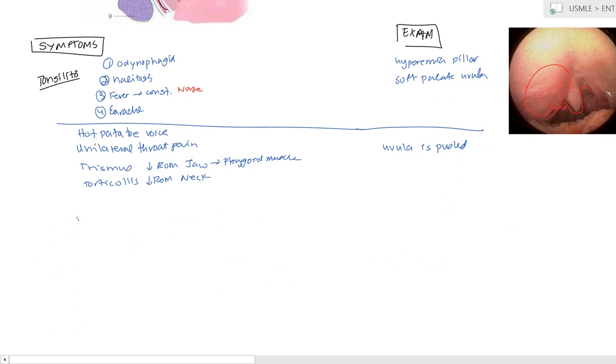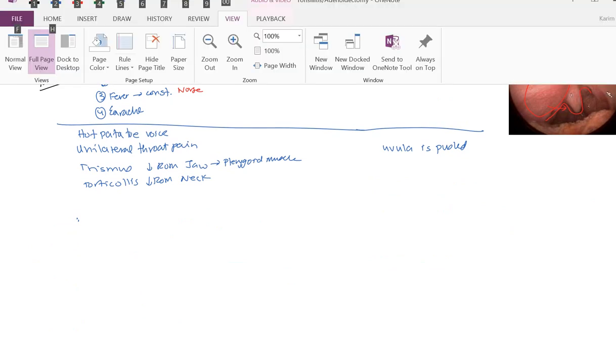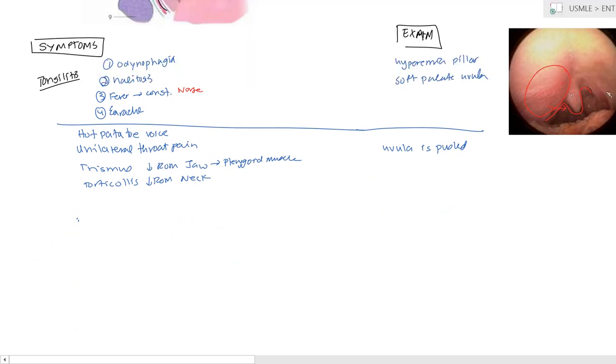Okay, and finally, the patient has been diagnosed with Quinsy. How do you treat it? First thing is you do need to admit these patients into the hospital. They need to be admitted, and you need to give them IV fluids. Again, this is much more serious. They're going to be much more toxic looking.